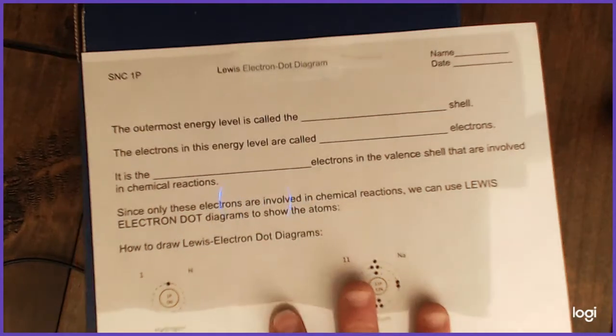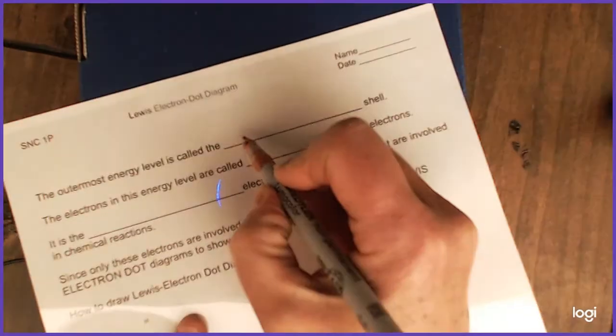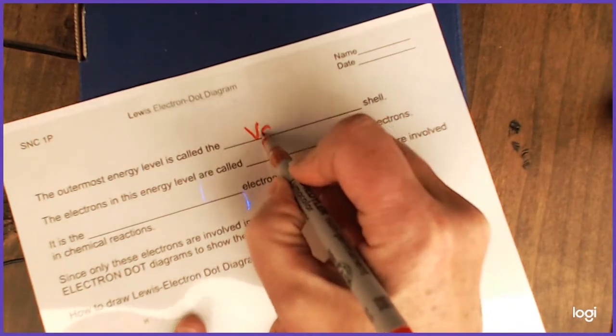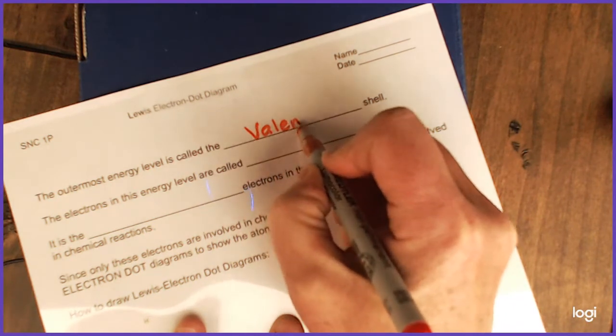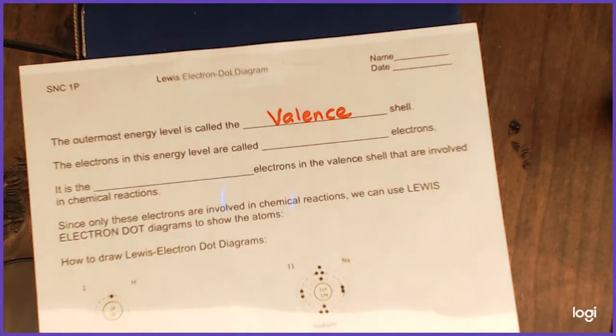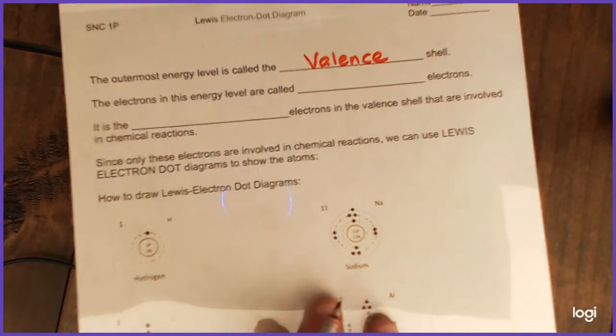Now if you remember back to your Bohr diagrams of your atoms, you had the electrons in energy levels around the nucleus of the atom. The outermost energy level is called the valence shell. So this word valence is something you're going to hear a lot when we start to talk about how atoms form compounds. So the valence shell is the outermost shell, and that's going to be the energy level that we're most concerned about. And the electrons in this energy level are called valence electrons.